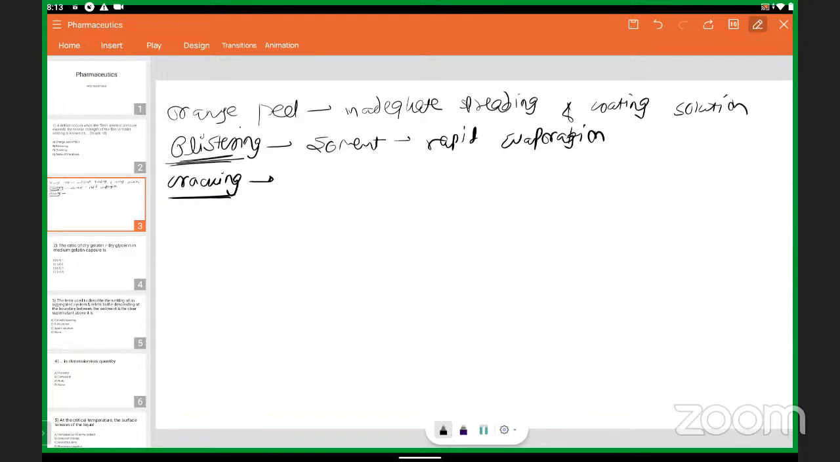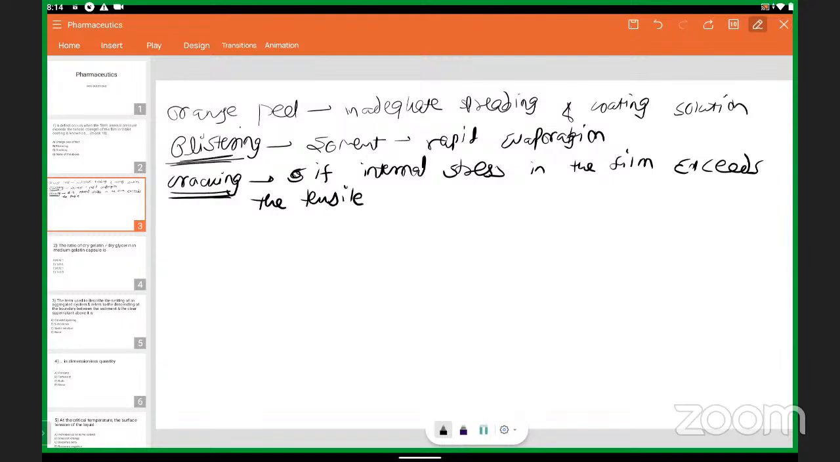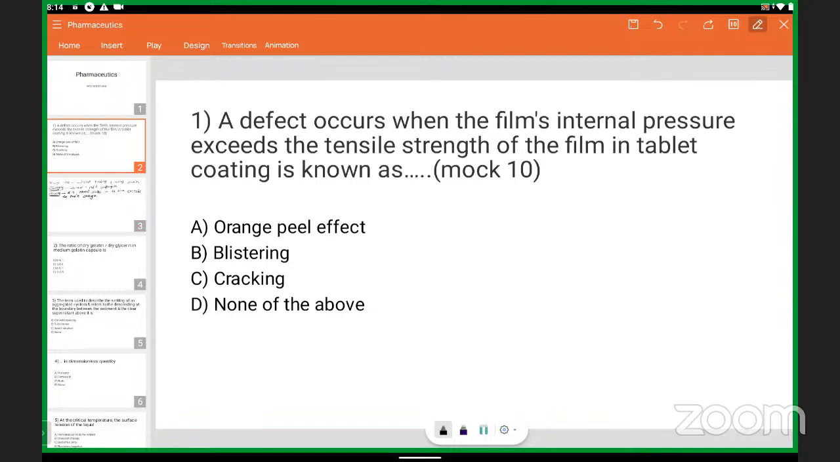Cracking is the right option. And how do we define cracking? It is nothing but, if the internal stress in the film exceeds the tensile strength, in that case, because of the internal stress, there are more chances of the film breaking. So this phenomenon we define as cracking. If you see the MCQ, they have clearly provided that the film's internal pressure exceeds the tensile strength of the film in tablet coating. So the right answer for this is cracking.